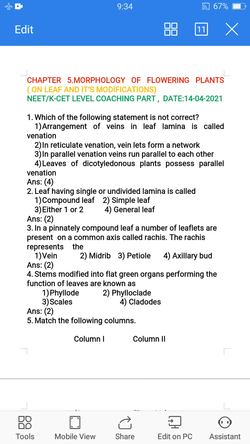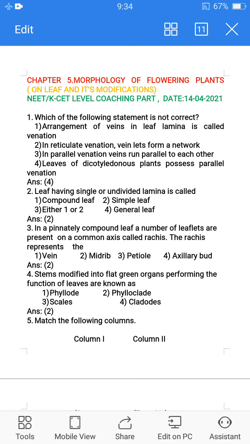So the correct answer for this question is option 4. It means the incorrect statement is: leaves of dicotyledonous plants possess parallel venation. Understand? Now let us see the explanation for this question. Arrangement of veins in leaf lamina is called venation. So this statement is correct, students. Next, in reticulate venation, veinlets form a network. This is also correct. Example, banyan tree, mango, etc.